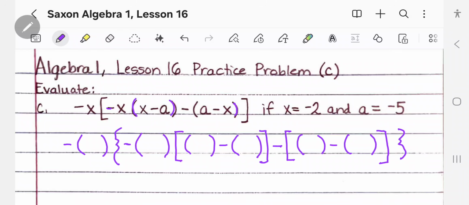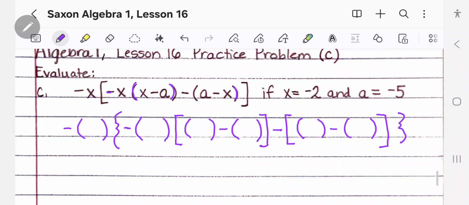Okay, now I'm going to insert values for the x's and the a's. The x's are -2 and the a is -5. So x, we're going to put in a -2, -2, -2, -5. And then a here is -5 and x is -2.